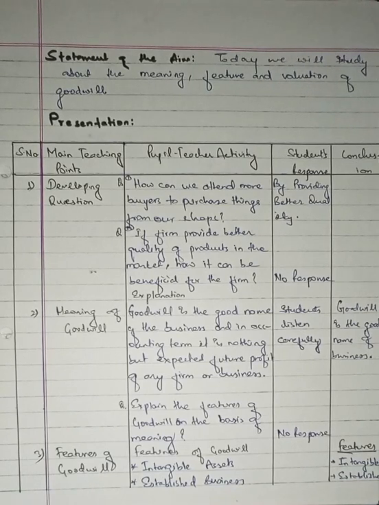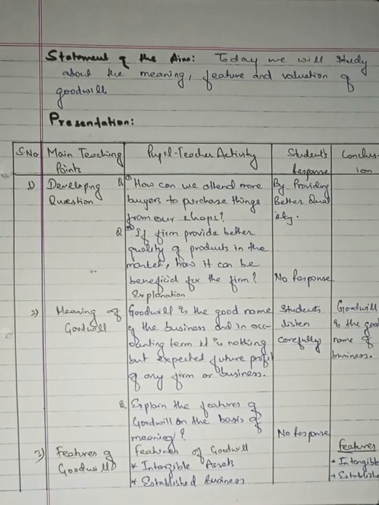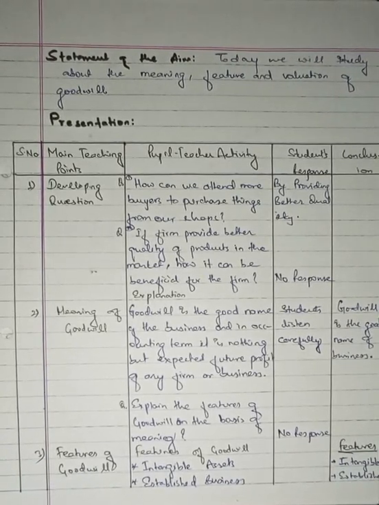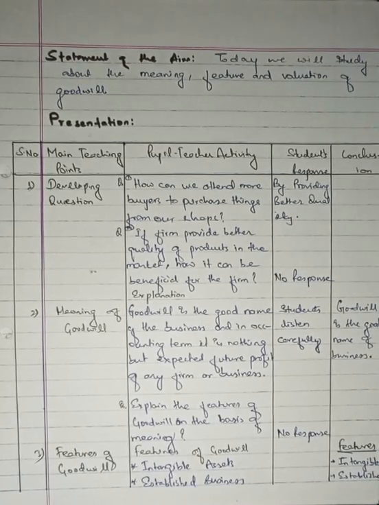And we have to start with the meaning of goodwill. Goodwill is the good name of the business, and in accounting terms it is nothing but the expected future profit of any firm or business. Students are listening carefully, and we have to conclude it in the conclusion section: goodwill is the good name of business.